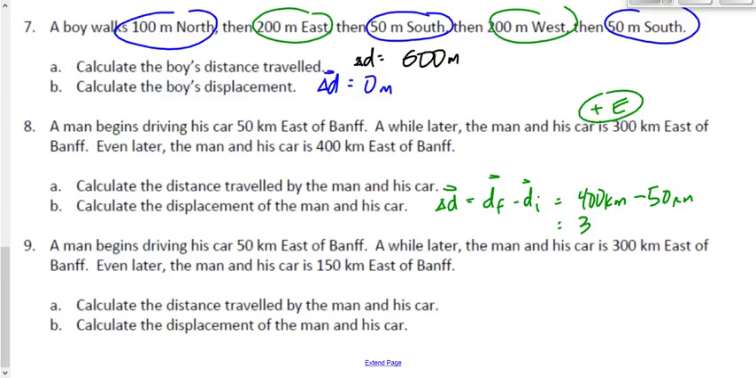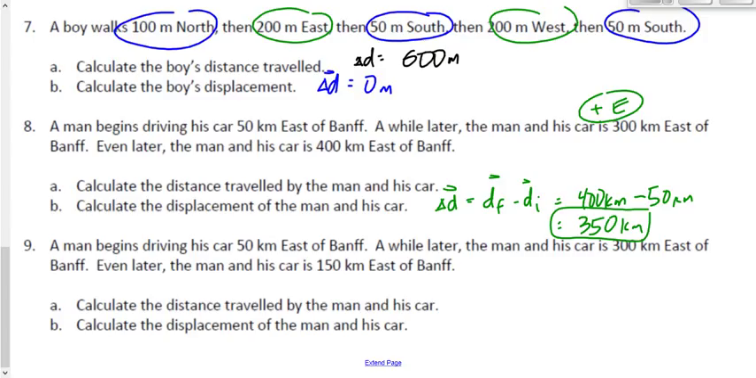We get an answer here of 350 kilometers, which means east because it's positive. Where does the 300 kilometers come into play here? It doesn't. Now, that can be a little bit confusing, right? We're given a number that doesn't make any difference. Let's think about this, though.